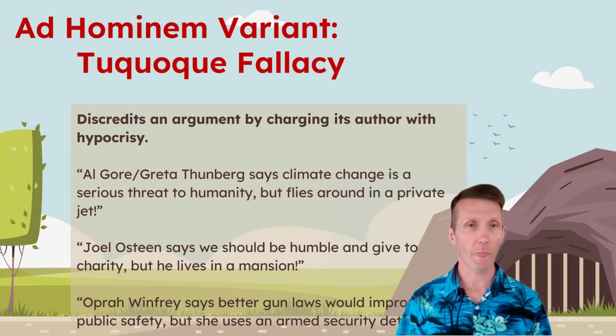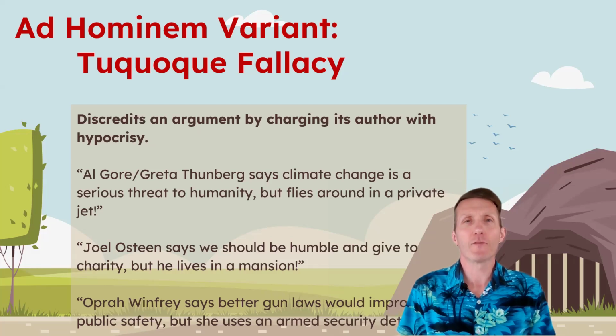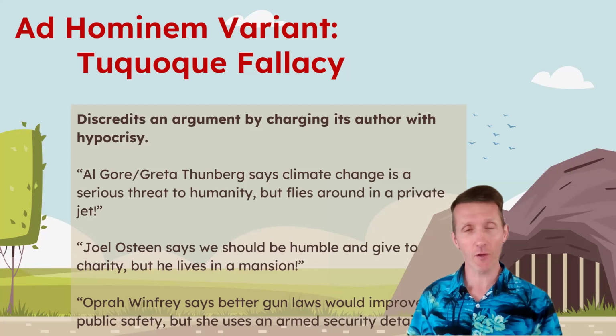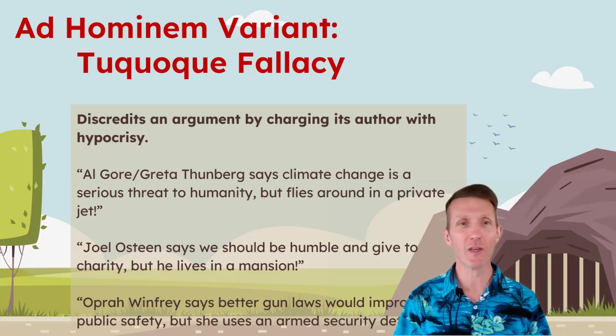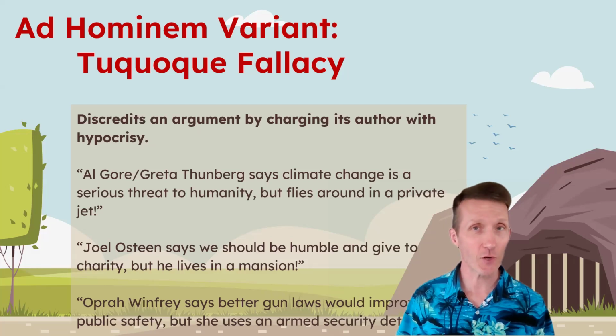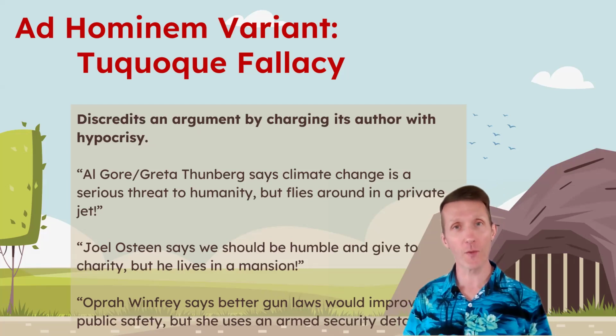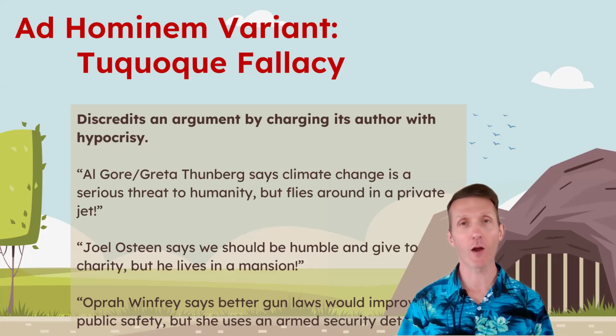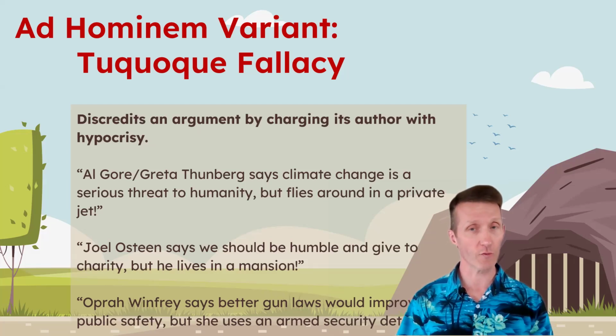So, for example, Al Gore or Greta Thunberg, they say that climate change is a serious threat to humanity, but they fly around in private jets. Well, that may be true. Maybe they do fly around in private jets, but that doesn't give us any reason to think that climate change isn't a serious threat to humanity. It doesn't mean it necessarily is a threat either. It just means whenever you point out that they're hypocrites, that doesn't do anything at all to undermine their actual argument. It says that they have a character flaw, or maybe they've got some excuse why they do that. They try to justify it. But in any case, it doesn't address whatever argument and reasons they've given in favor of the view that climate change is a serious threat to humanity.